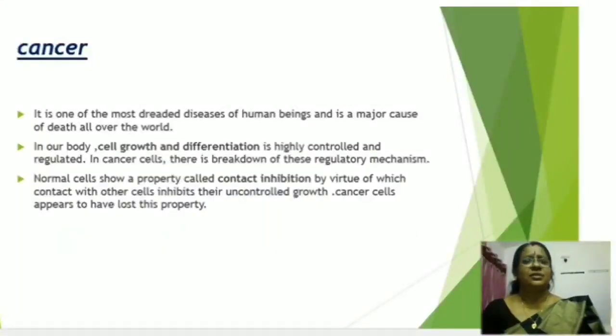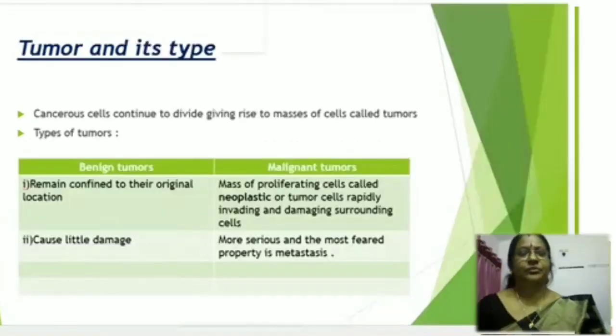So the next disease is cancer. It is one of the most dreaded diseases of human beings. Our body cell growth and differentiation is highly controlled and regulated. Sometimes in cancer cells, these regulatory mechanisms break down. Normal cells show a property called contact inhibition, by virtue of which contact with other cells inhibits their uncontrolled growth. Cancer cells lose this property.